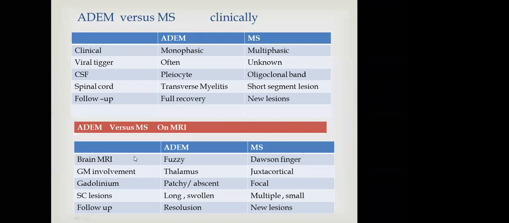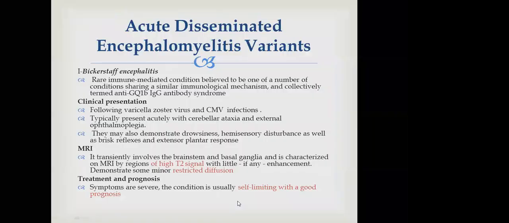On MRI, usually the lesions in ADEM are fuzzy, while they are well demarcated in multiple sclerosis. Gray matter involvement in the thalamus is common, while juxtacortical gray matter involvement is unusual in multiple sclerosis. Gadolinium enhancement is patchy or absent, while in multiple sclerosis it is focal. Spinal cord lesions are long and swollen, while in multiple sclerosis they are small. Also, resolution will be seen in follow-up, while new lesions will be seen in multiple sclerosis.